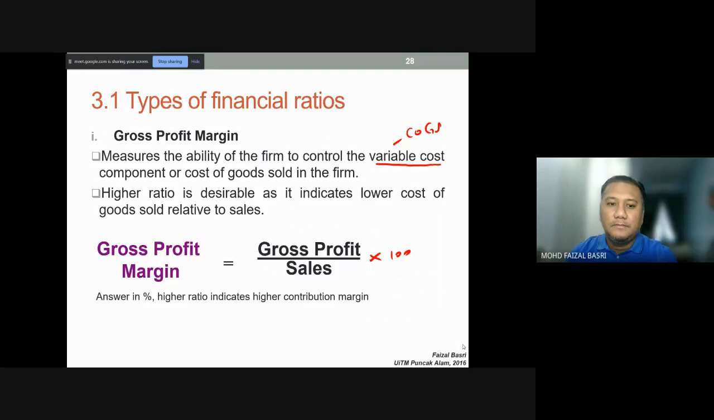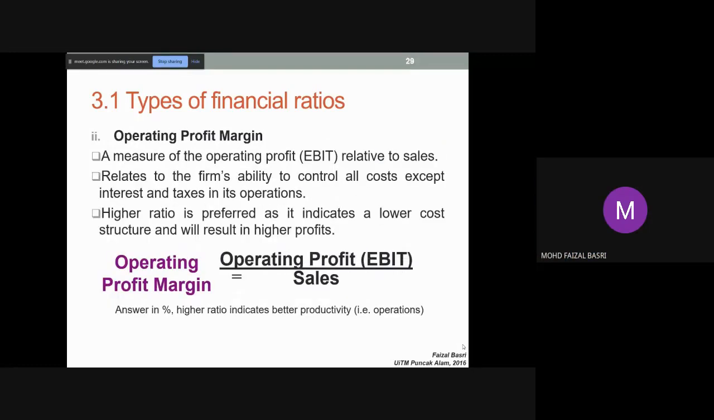Then we have the second one, operating profit margin. As I said, operating profit is also an alternative name for earnings before interest and taxes. So don't get confused. Some use operating profit, some use EBIT. If you say you can't see or can't find that information, it's actually the same thing. And again, we're going to divide by sales values.